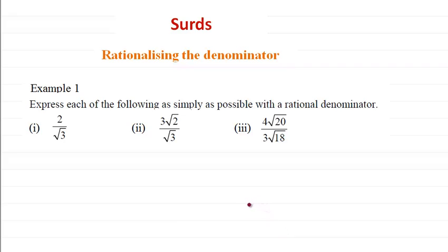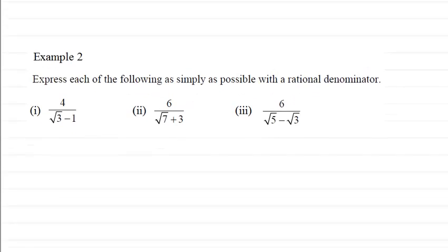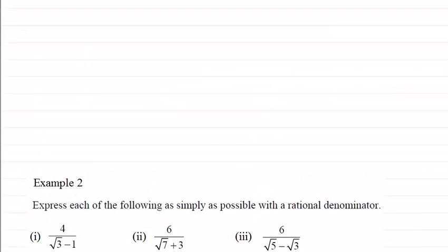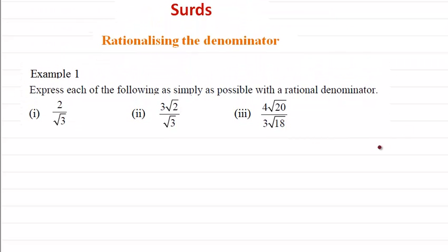Surds, rationalizing the denominator, we're going to do these examples. Example 1, 2, and 3. So example 1 is part 1. All we have to do is multiply top and bottom by root 3.